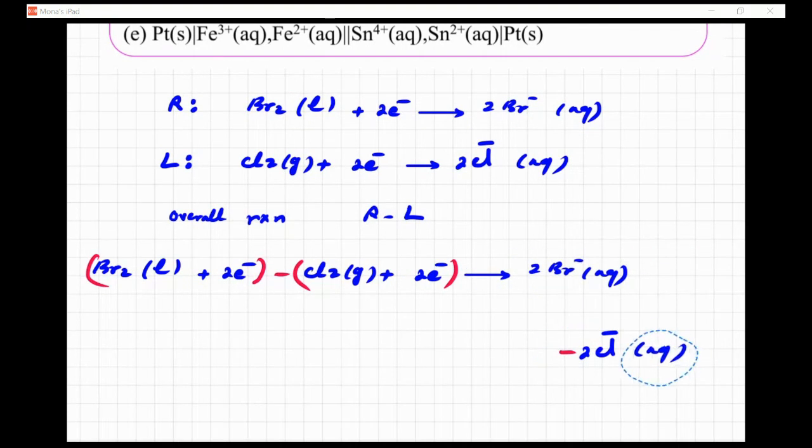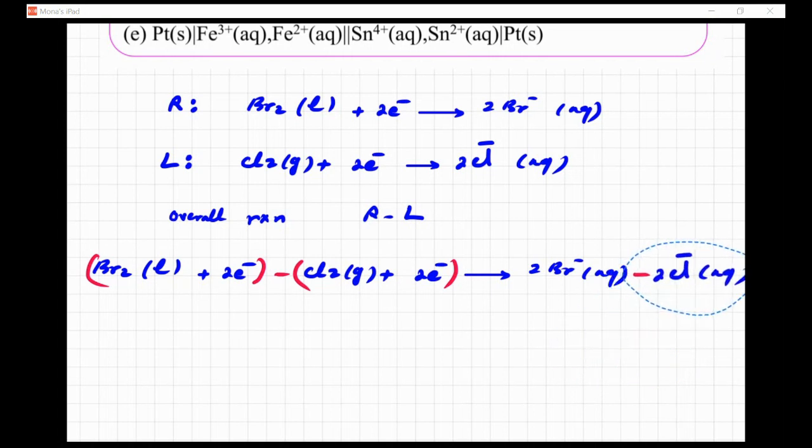Our overall reaction will be, of course, without negative signs. I mean, we should not have negative signs between the terms. They should all be positive, right? As a result, we know that the electrons will be cancelled.